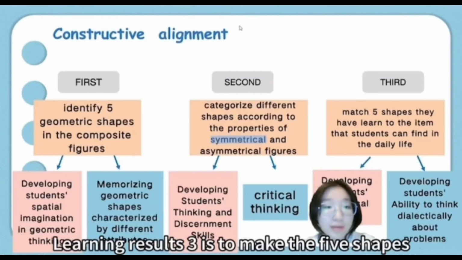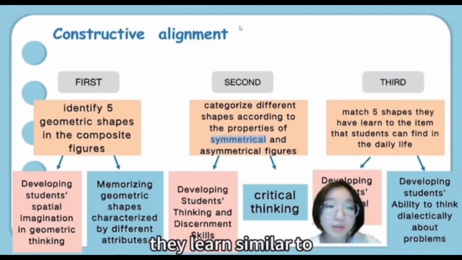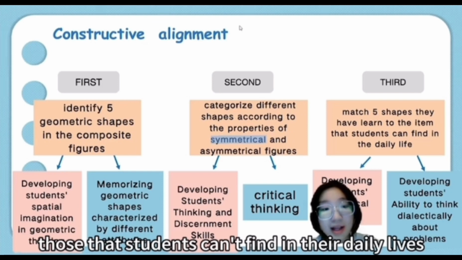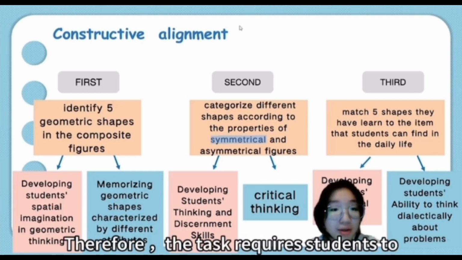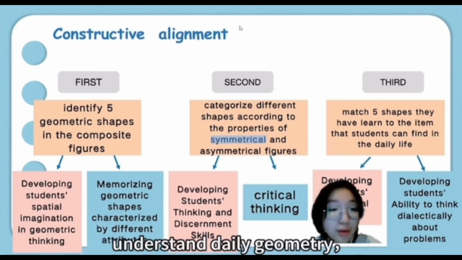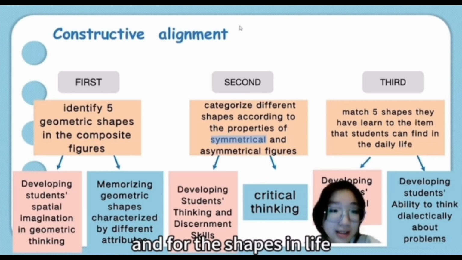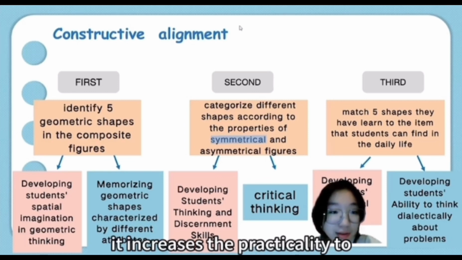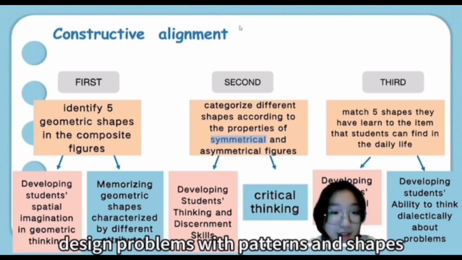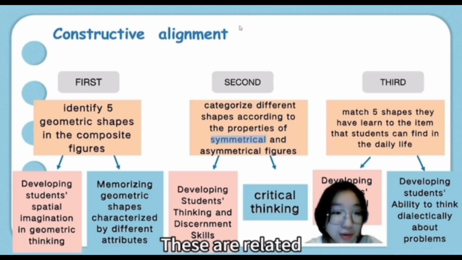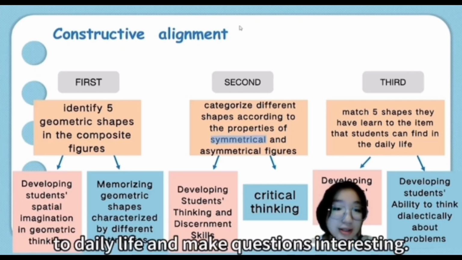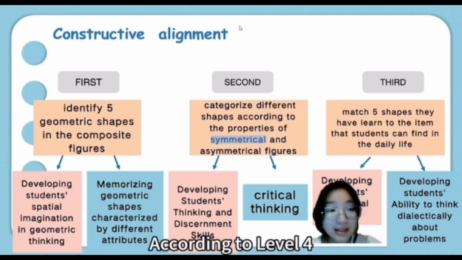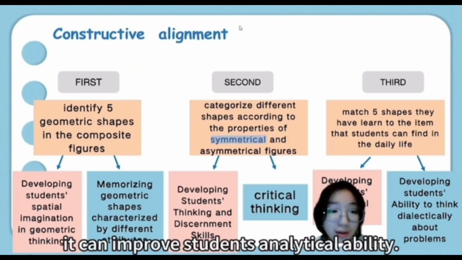Learning outcome 3 is to make the 5 shapes they learn similar to those that students can find in their daily lives. Therefore, the task requires students to understand daily geometry. And for the shapes in life, it increases the practicality to design problems with patterns and shapes. These are related to daily life and make questions interesting. According to level 4, it can improve students' analytical ability.